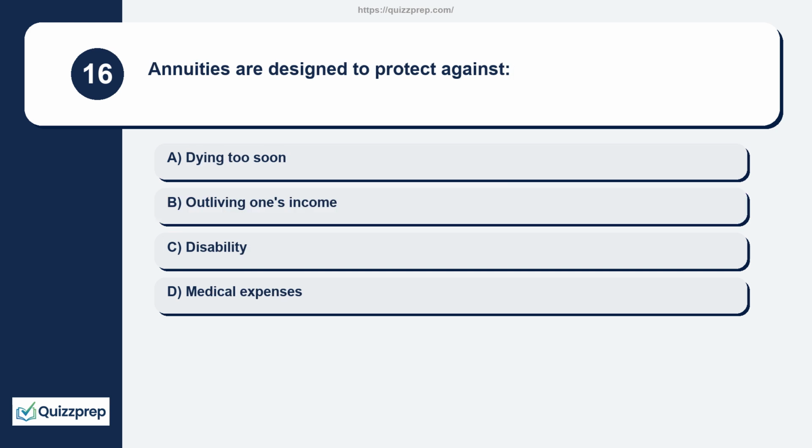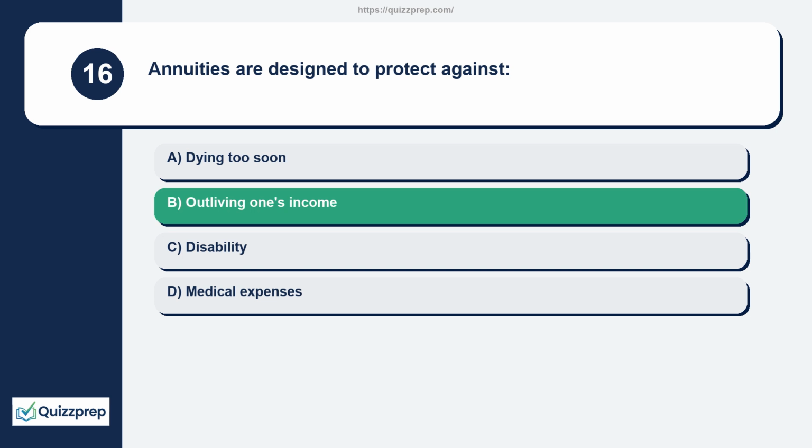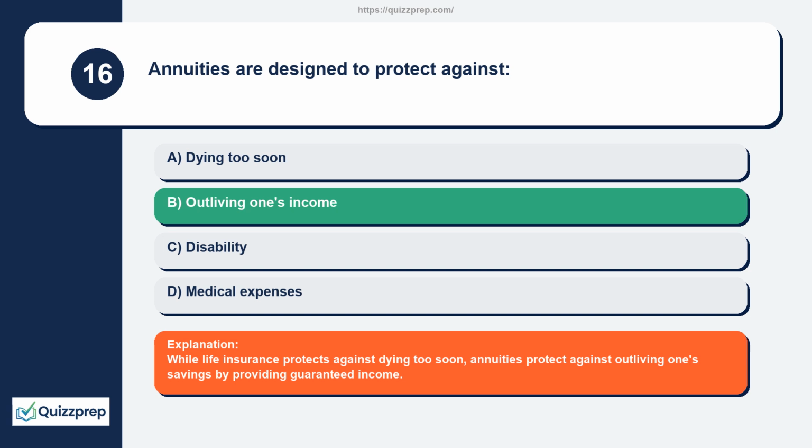Question 16. Annuities are designed to protect against dying too soon, outliving one's income, disability, medical expenses. While life insurance protects against dying too soon, annuities protect against outliving one's savings by providing guaranteed income.